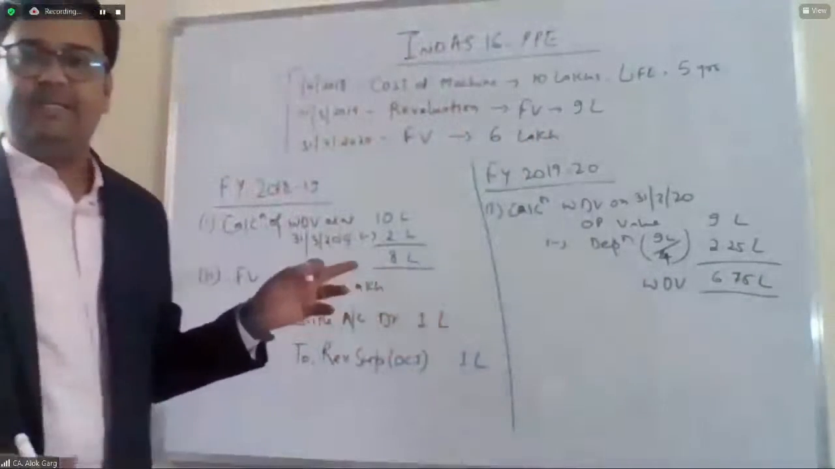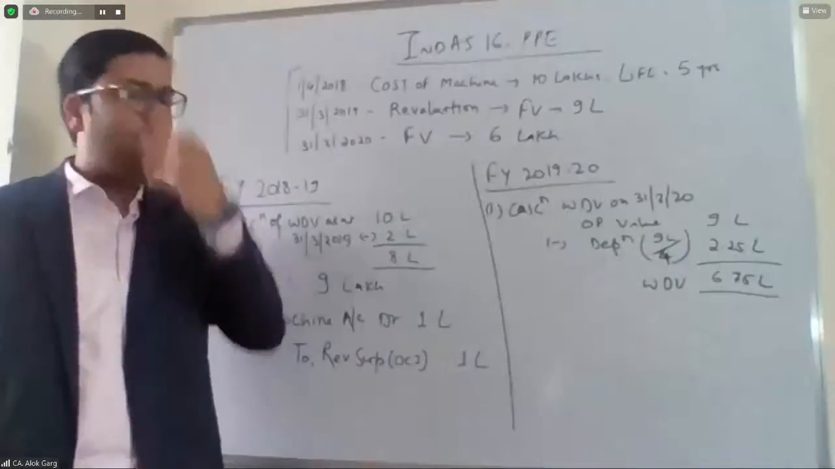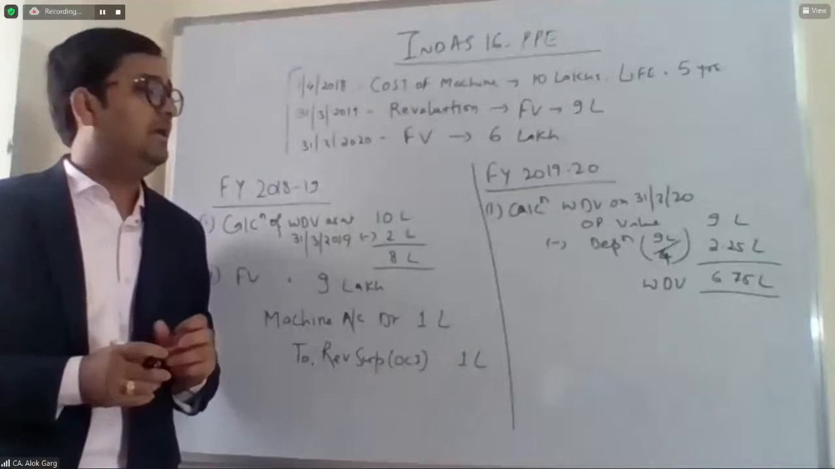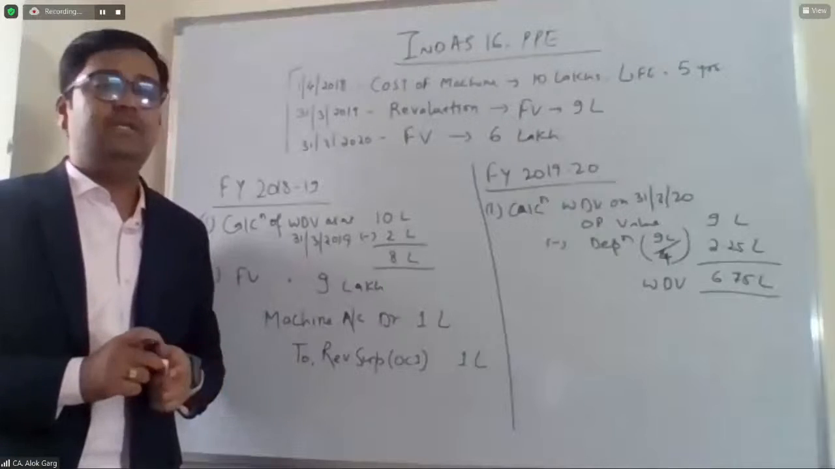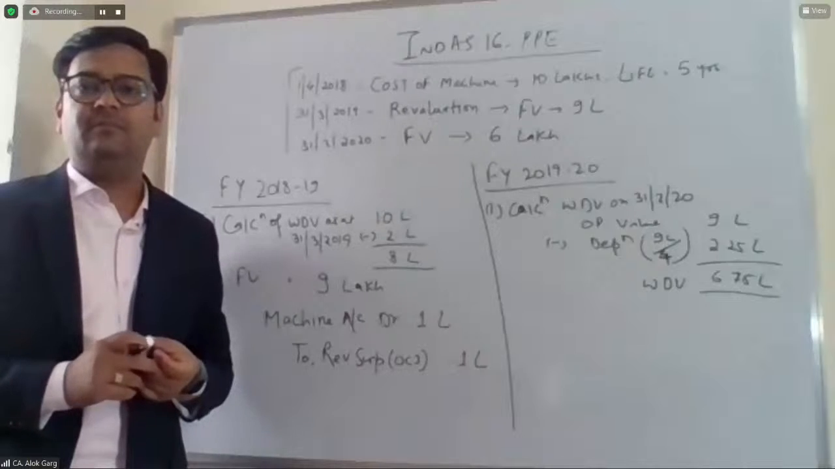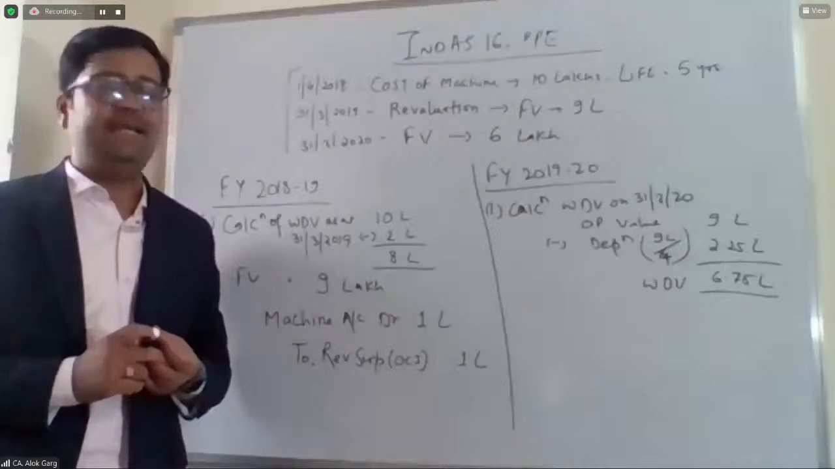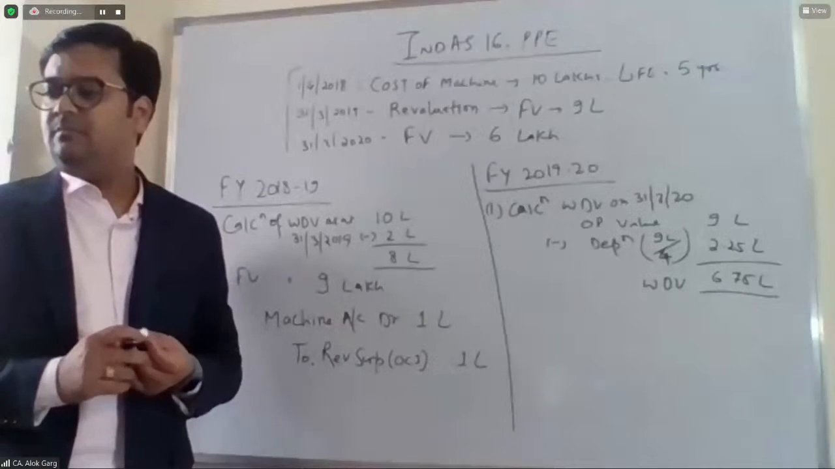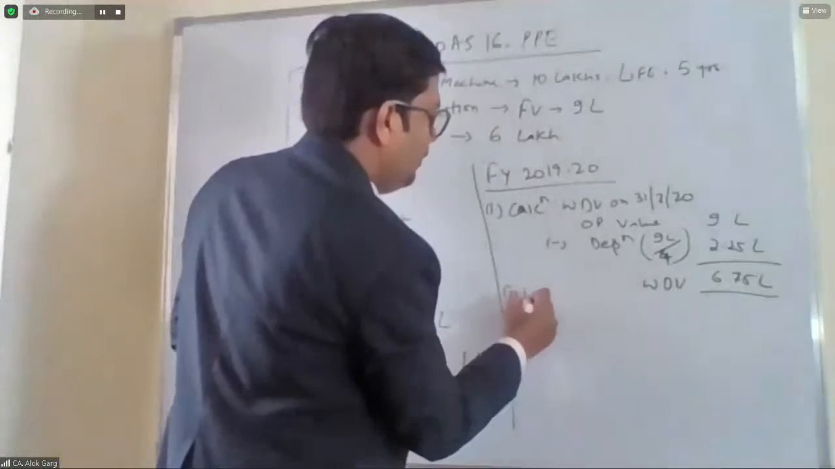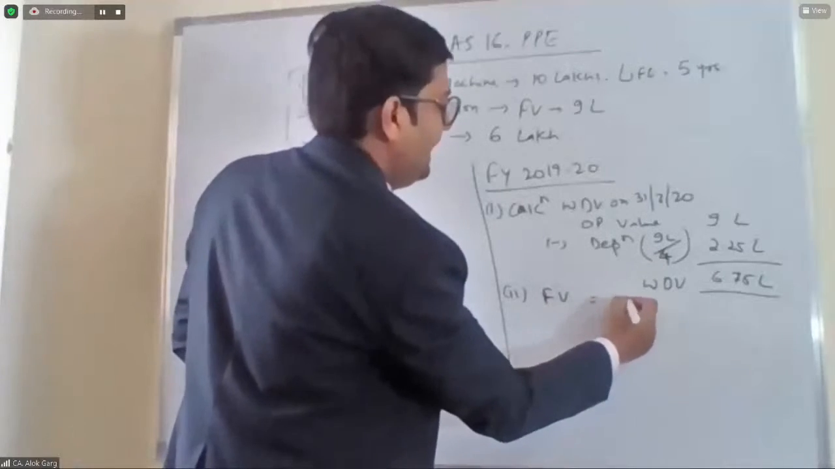Is the WDV correct? 6.75 lakhs. Okay. Now, what is the second point? What is the fair value on the reporting date? The fair value is 6 lakh.